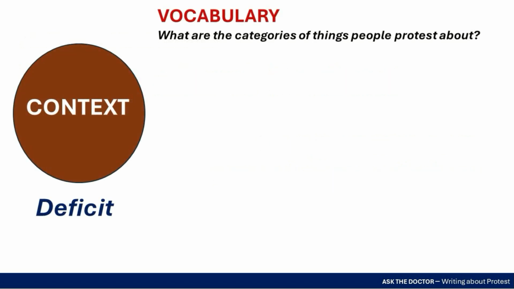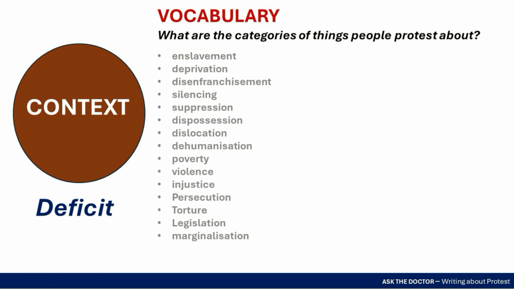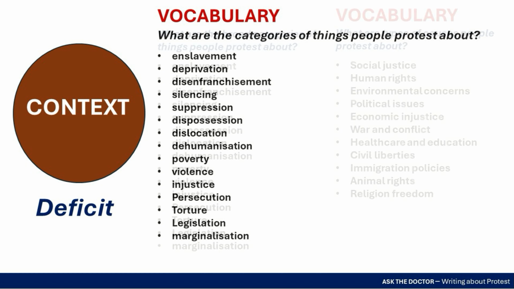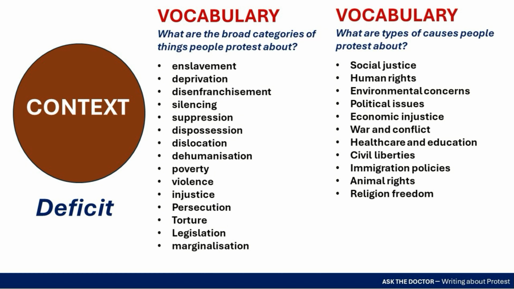What are the categories of things people protest about? Well, in a broad sense, they include enslavement, deprivation, disenfranchisement, silencing, suppression, dispossession, dislocation, dehumanization, poverty, violence, injustice, persecution, torture, legislation, and marginalization. And what are the types of causes people protest about?